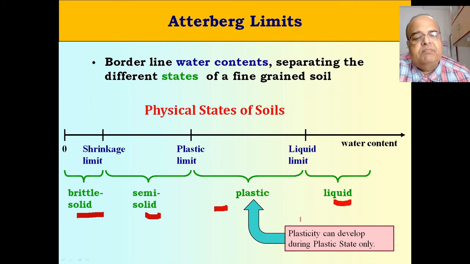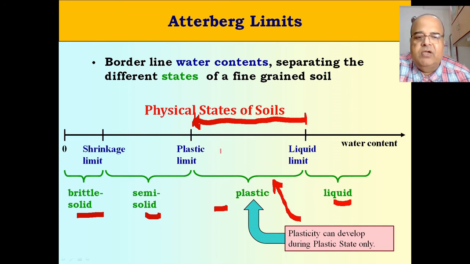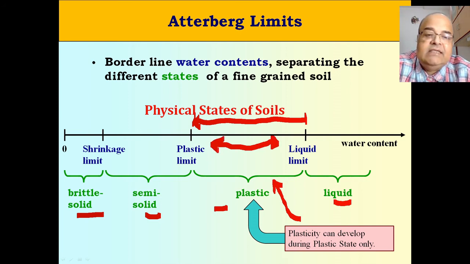Now, plasticity can develop only during the plastic state, when the moisture of the soil is between these limits. That means it should be less than the liquid limit of the soil, and it should be more than the plastic limit of the soil. If the water content of the soil is between these limits, that means it is in the plastic state, and only then will the plasticity develop in the soils. So this is the range of plasticity, where it can be molded or remolded with the help of water.